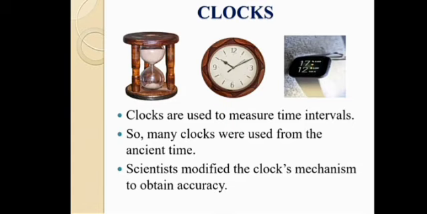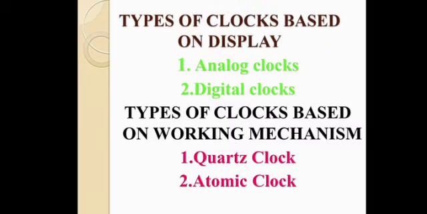Next, scientists modified the clock mechanism to obtain accuracy. What is meant by accuracy? Accuracy means precise or correct. Next, types of clocks based on display. First one, analog clocks. Second one, digital clocks.